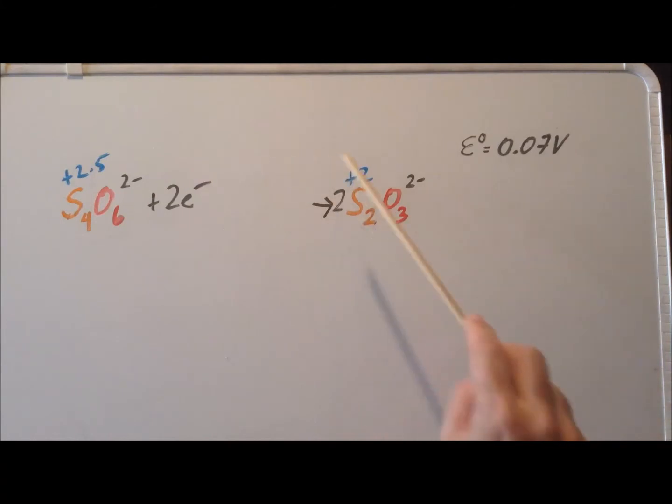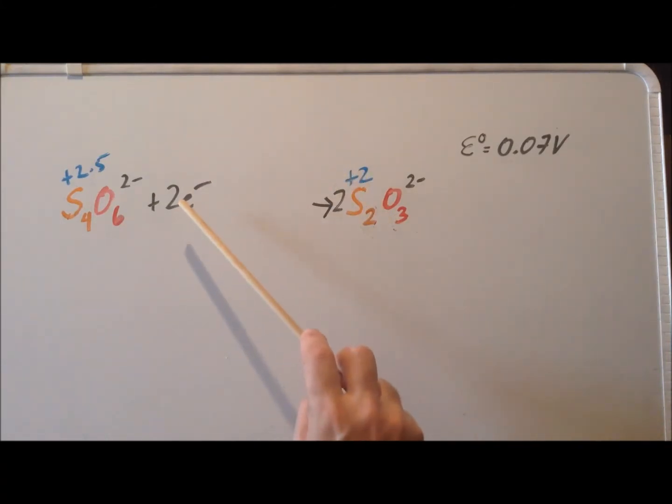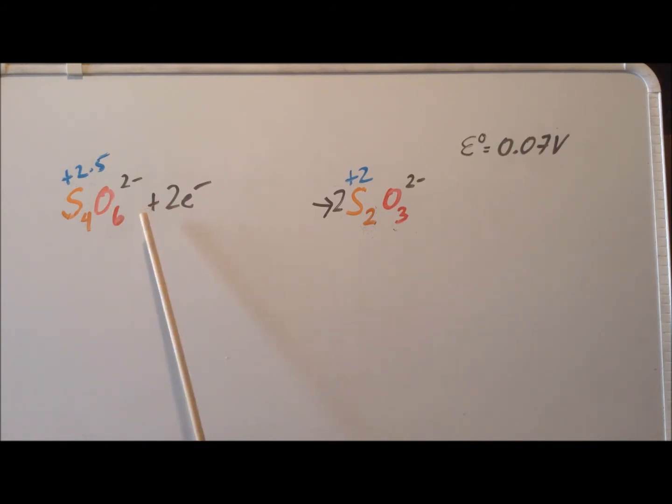So we go from 10 to 8. The only way that's possible is with 2 electrons. We notice that on the left-hand side, the charge is now minus 4. But the charge on the right-hand side is minus 4. So we're all good.